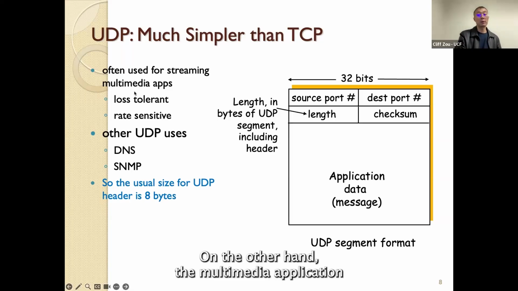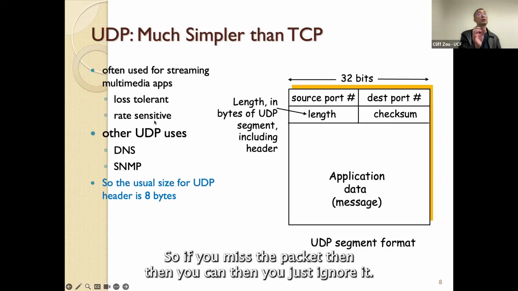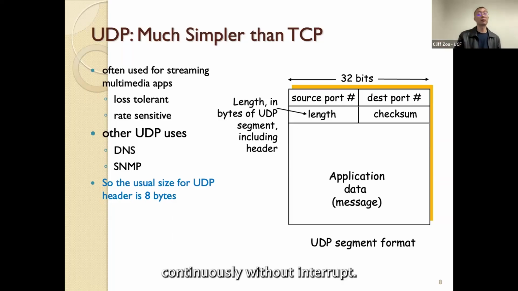On the other hand, multimedia applications cannot tolerate delay. They are very rate sensitive. So if you miss a packet, you just ignore it. You want the data to arrive at the destination continuously without interruption. So that's why multimedia uses UDP.